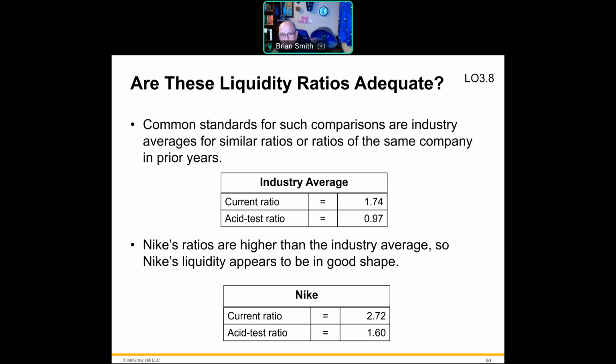So that 1.6 is a better read than just the current ratio. Current ratio is great. It's easy to calculate. The acid test ratio gives us more information. It's much better.